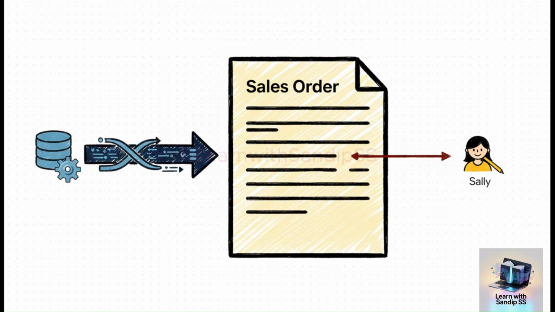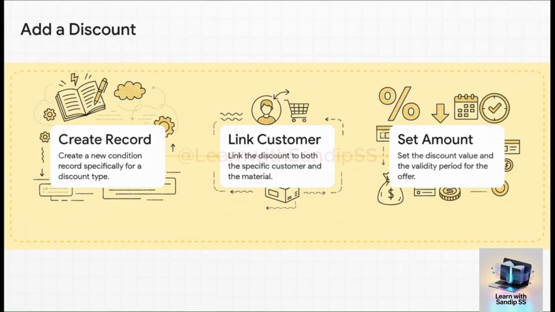But it also allows for controlled exceptions. If she has the right permissions, Sally can make manual changes right in a sales order to handle a specific one-time situation. So, to make that special deal official and repeatable, Sally creates another condition record. But this time, it's for a discount. And here's the key difference. She links it to both the material and a specific customer. Now, the system is smart. It knows to automatically apply this discount whenever this particular customer buys this particular product. It's not a manual thing anymore. It's a documented, trackable rule in the system.